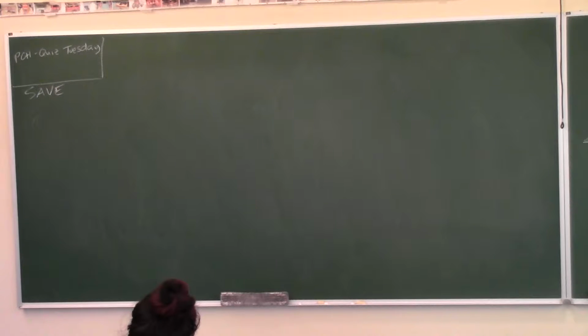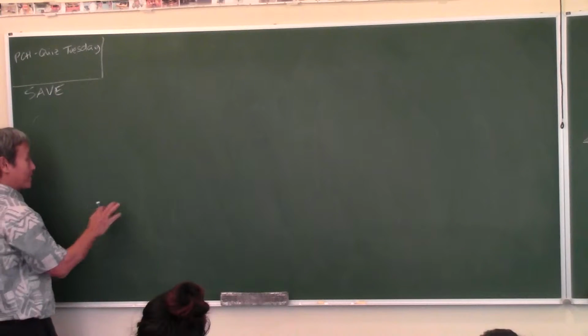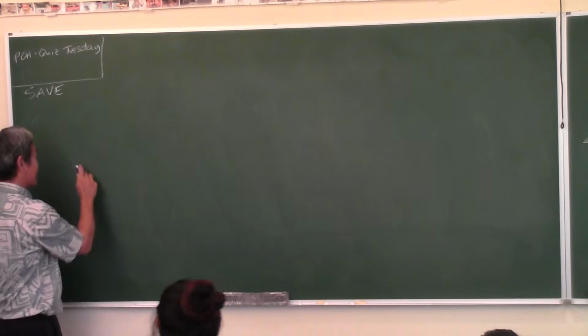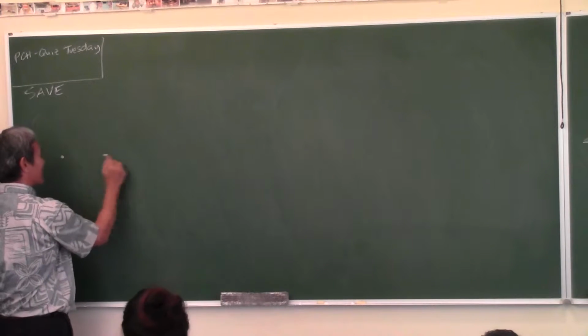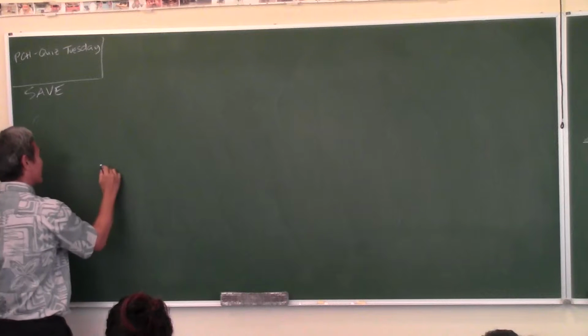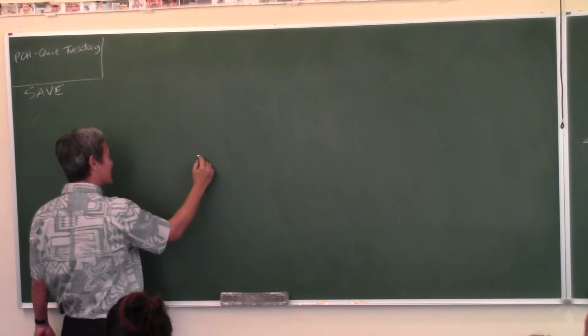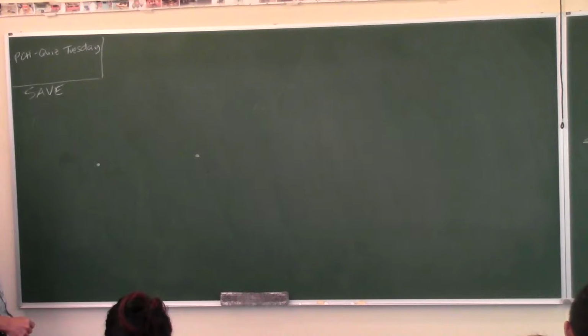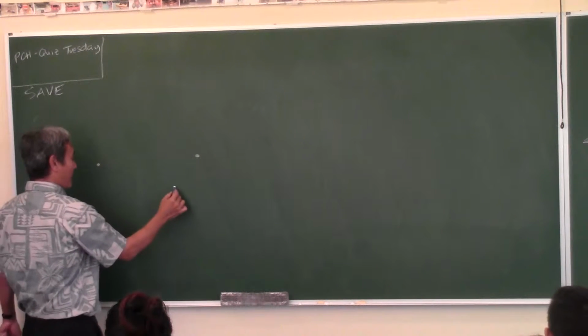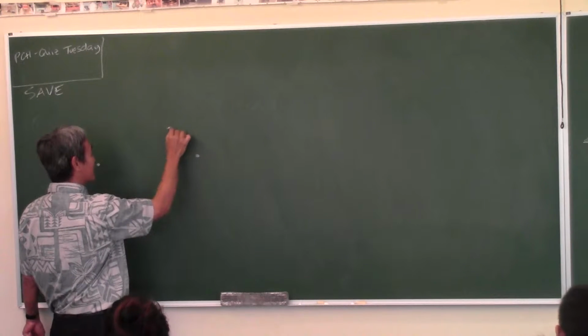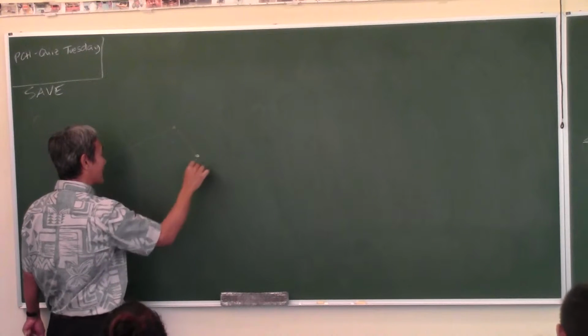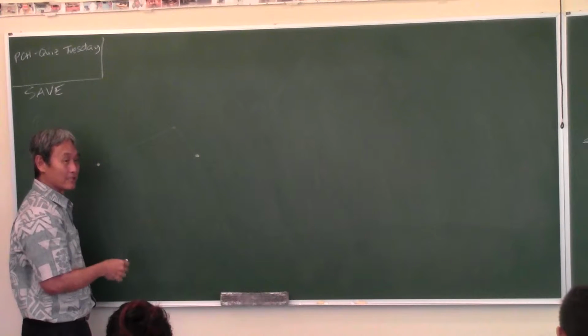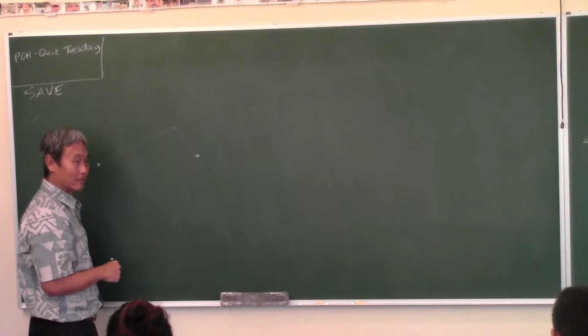Okay, let me tell you the definition of an ellipse. The ellipse is a set of points in a plane such that the sum of its distances from two fixed points is constant. Okay, here are two fixed points. So if this is a point on the ellipse, then this distance plus that distance always has to be the same length no matter what.